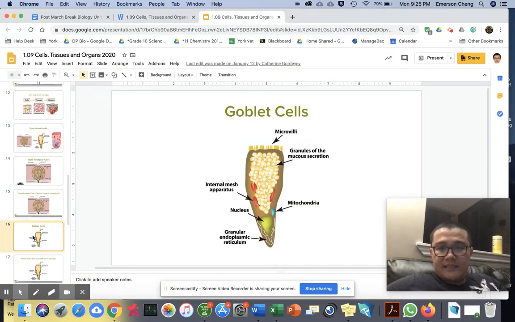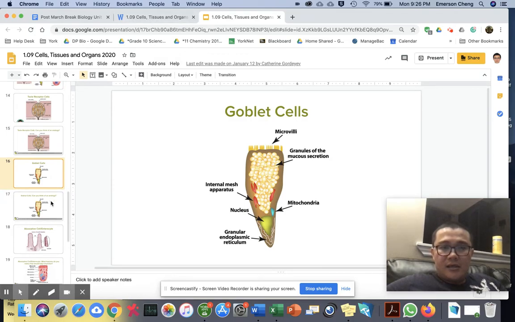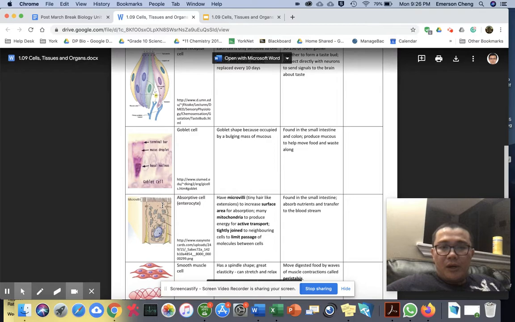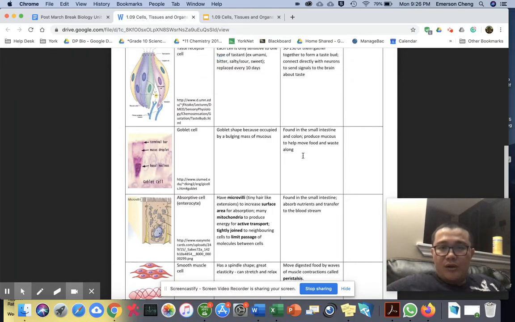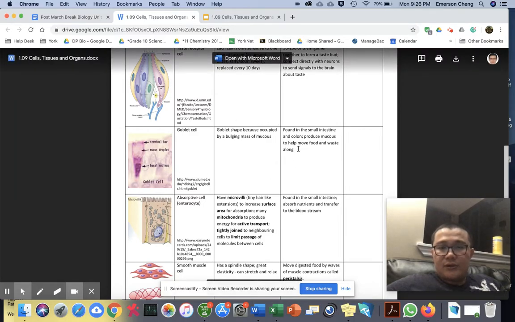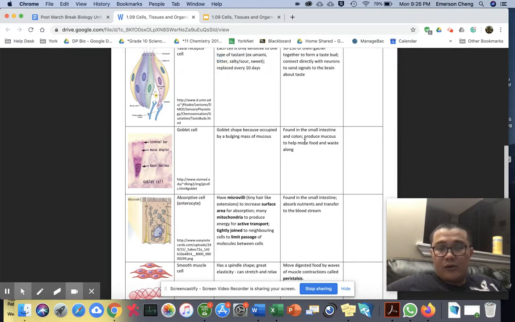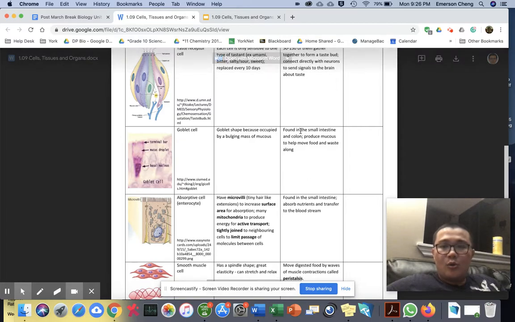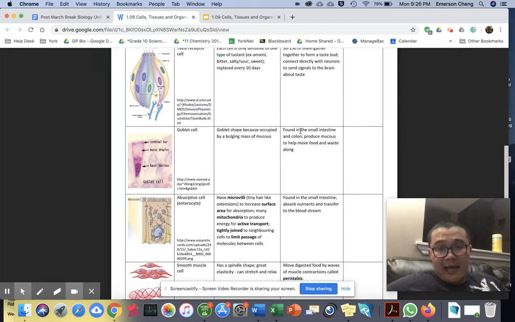Now the goblet cell. Again, the goblet cell is part of your small intestine. Colon is another name for large intestine. This produces mucus to help move food and waste along. So looking at this, what do you think? Can you give me an analogy? Type that in right now.